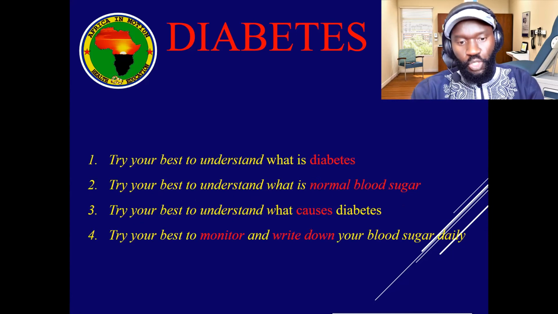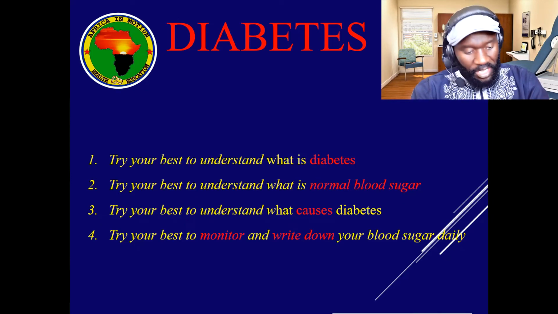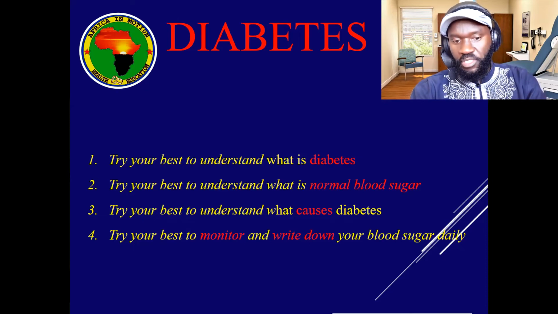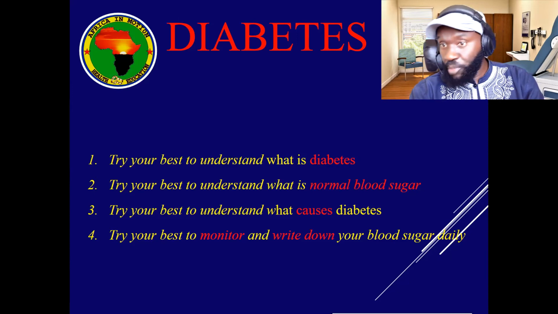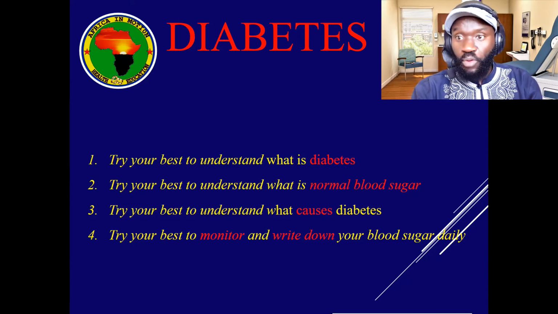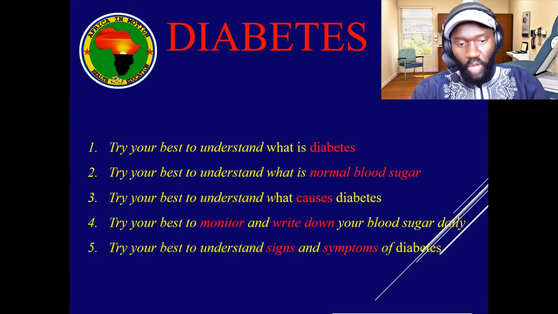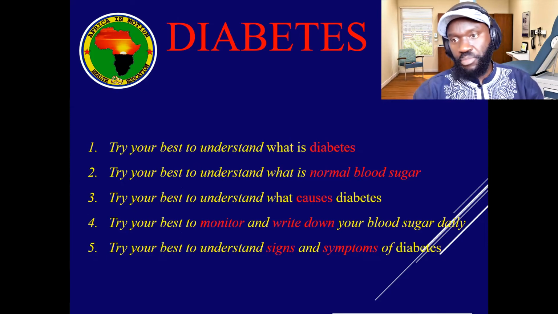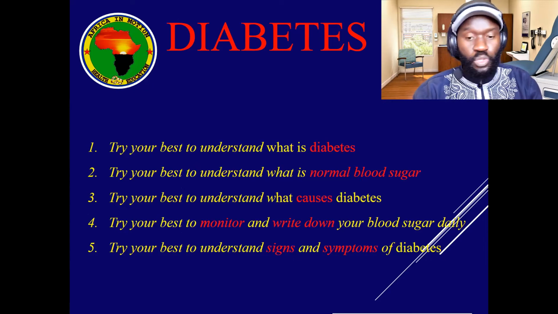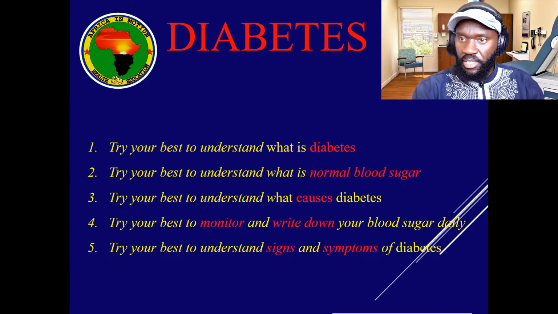Number 4, try your best to monitor and write down on a daily basis. Take a pen, take a notebook, record daily. Record the time you go to hospital, the time you go for your follow-up, and show what you have been recording. That will be very helpful. Number 5, try your best to understand the signs and symptoms. If you know somebody who has diabetes, do you know how to start suspecting that these are the symptoms of diabetes? How would you educate somebody who needs to know about diabetes?